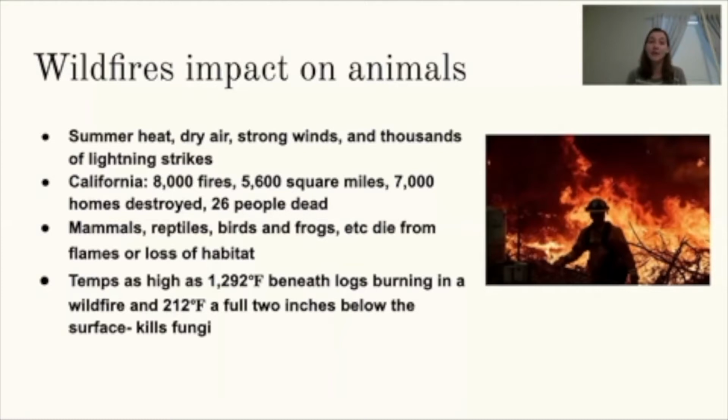Animals are directly affected by wildfires. Mammals, reptiles, birds, and frogs die in the flames or from loss of habitat. Heat can kill too, even organisms buried deep in the ground, such as fungi. A National Geographic article informed that Jane Smith, a mycologist with the U.S. Forest Service in Oregon, has measured temperatures as high as 1,292 degrees Fahrenheit beneath logs burning in a wildfire and 212 degrees Fahrenheit, a full 2 inches below the surface.